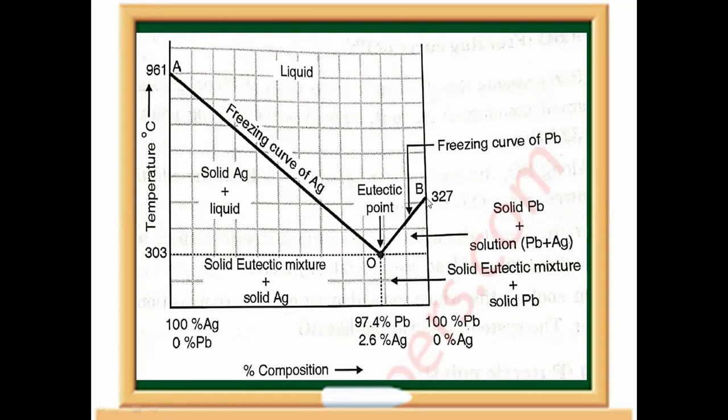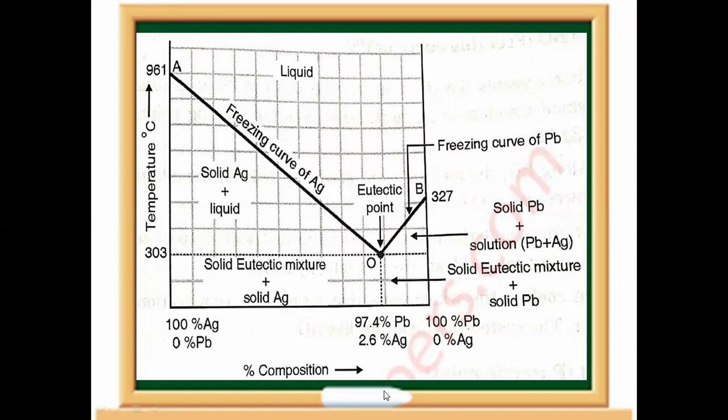Similarly, in the beginning along the curve BO, when we had started, there was only lead present, which is 100% lead and 0% silver. But when the experiment started and the temperature started dropping, both the curves came and halted at point O, where we have the solid eutectic mixture, that is lead silver solution and lead silver solid metals. This is happening below 303 degrees Celsius.